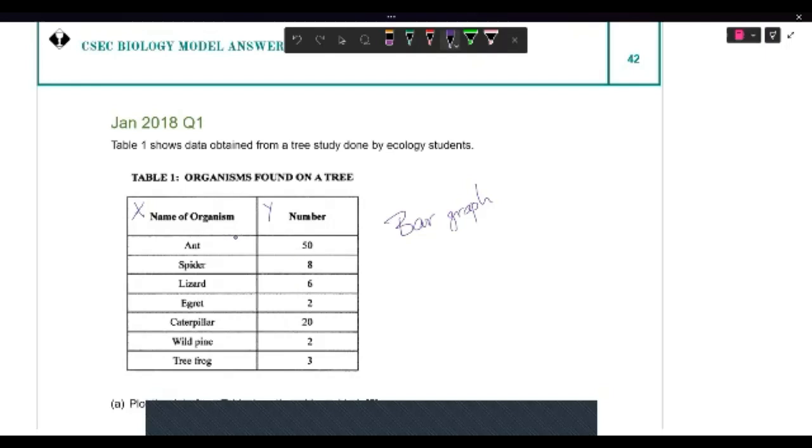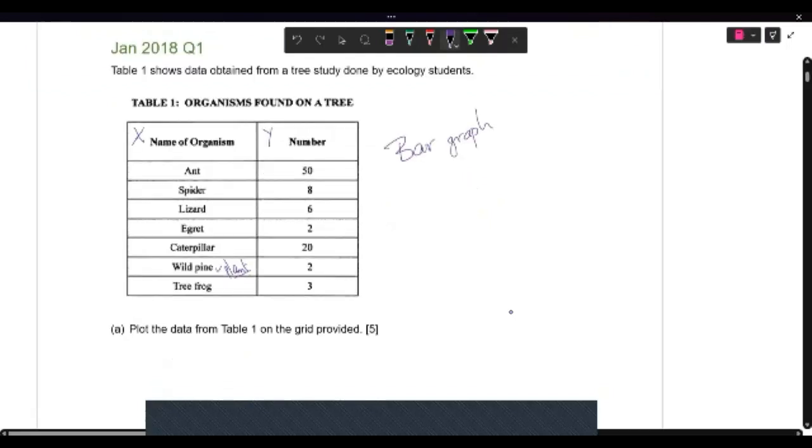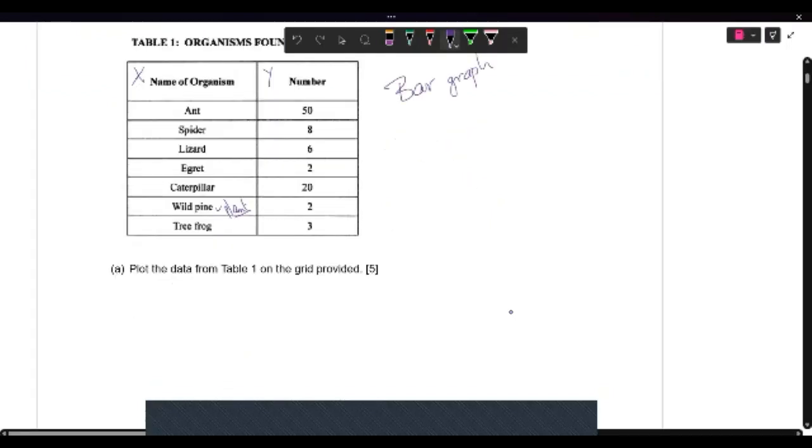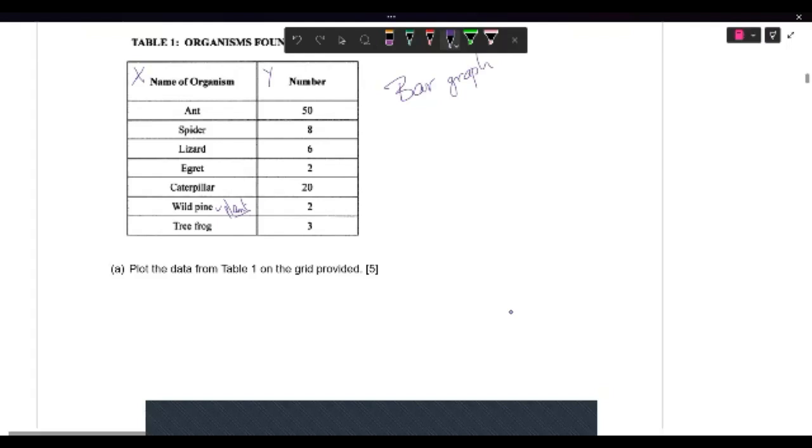As we can see, there are lots of ants. We can see lots of ants, lots of caterpillars. The larger organisms are a little smaller numbers. And we have one plant. Everybody else are animals. So let's take a look at the question. So we're being asked to plot the data. So when we see plot the data, we can infer it means to draw a graph.